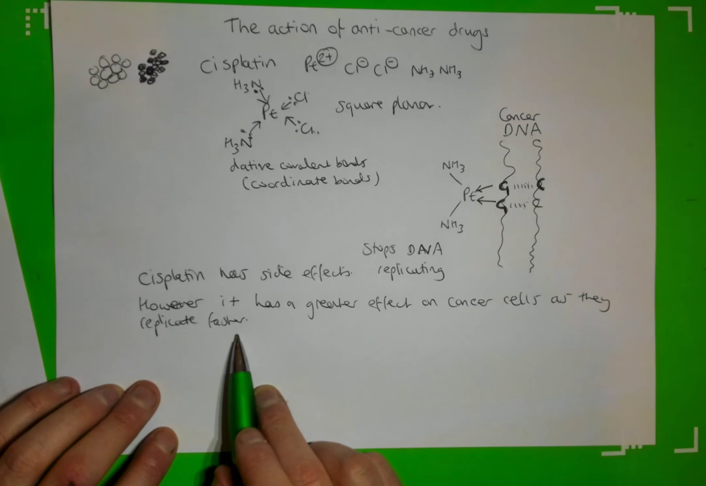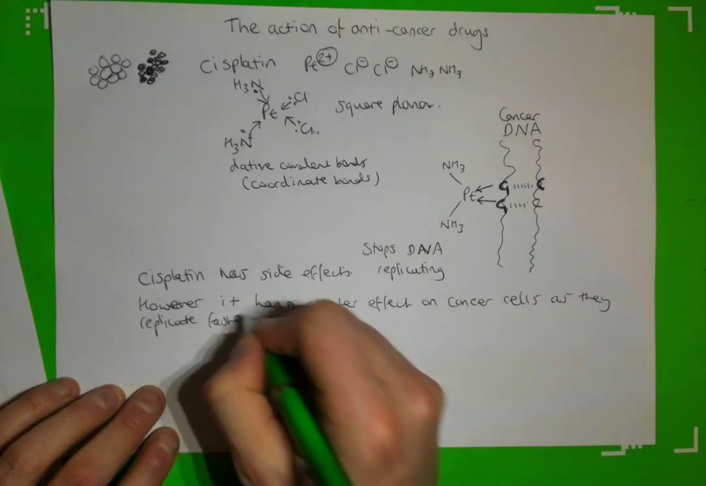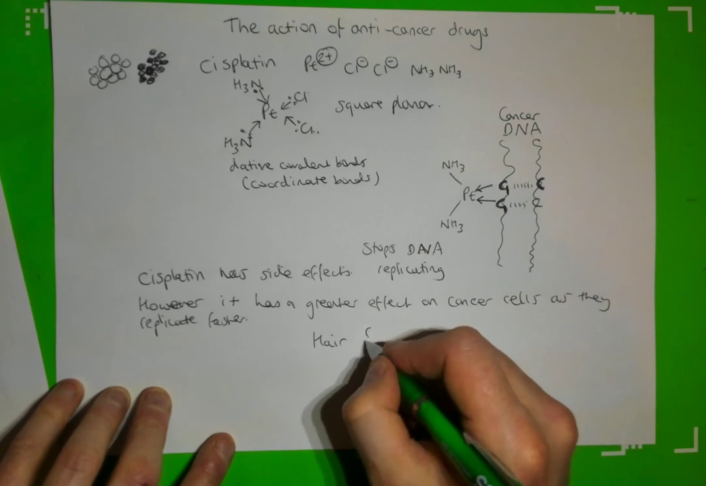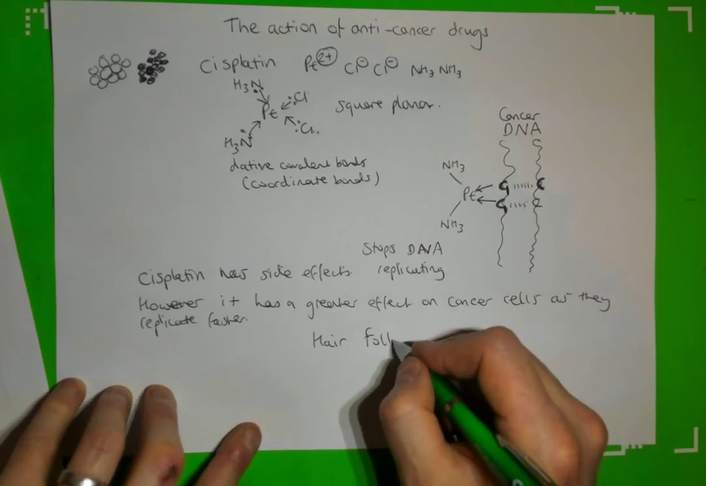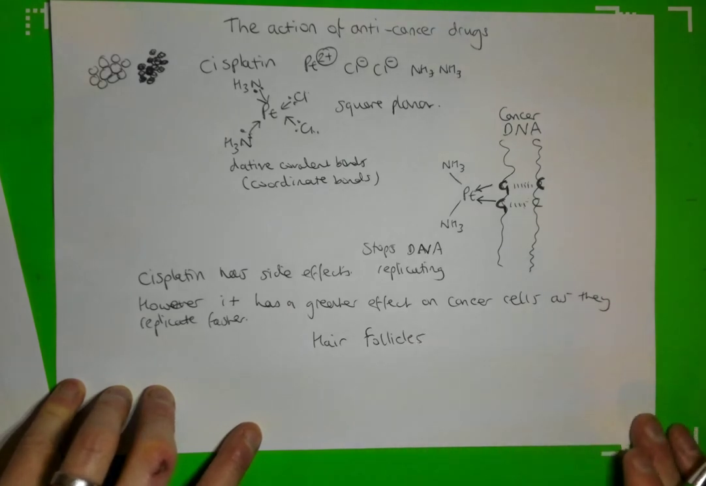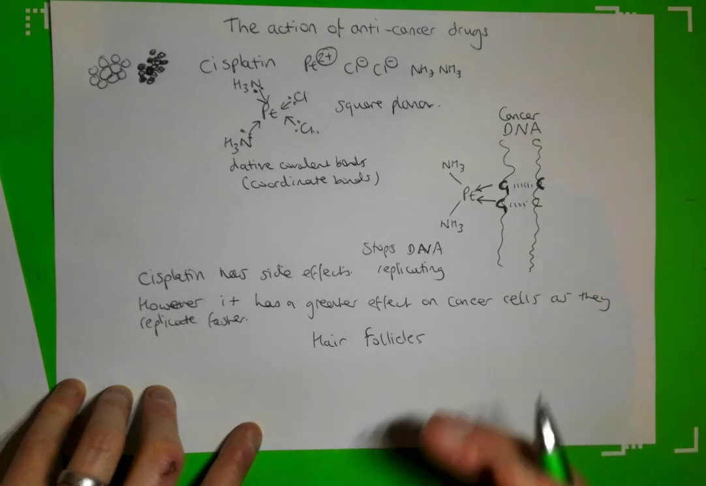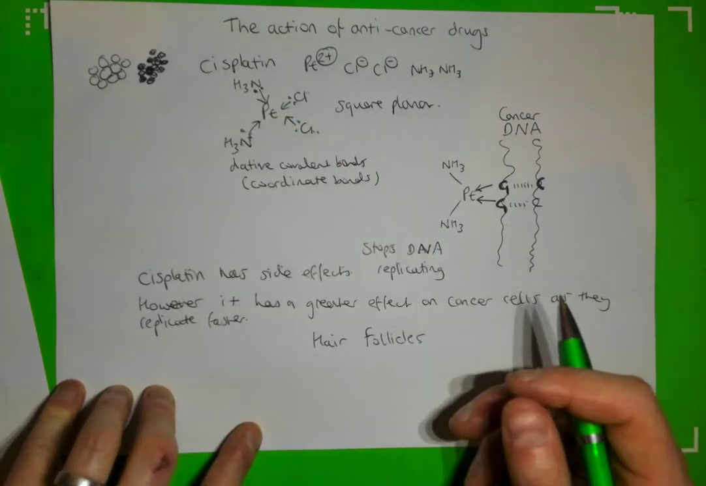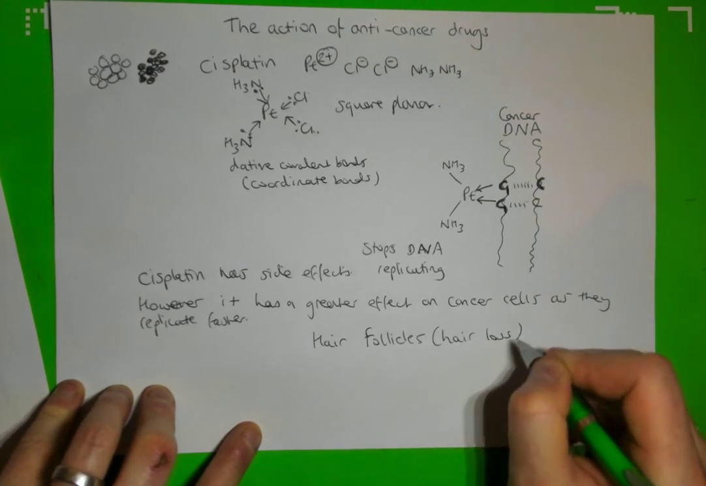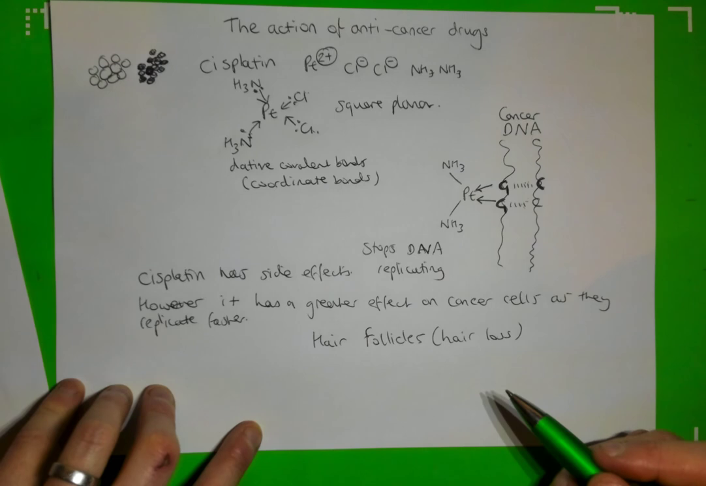However, sometimes we do have cells in our body that replicate faster. So if you think of our hair, the cells in our hair follicles need to replicate quite quickly. So this is why patients who undergo chemotherapy, if they take cisplatin, might get hair loss. Hair follicles replicate quite quickly, you see.